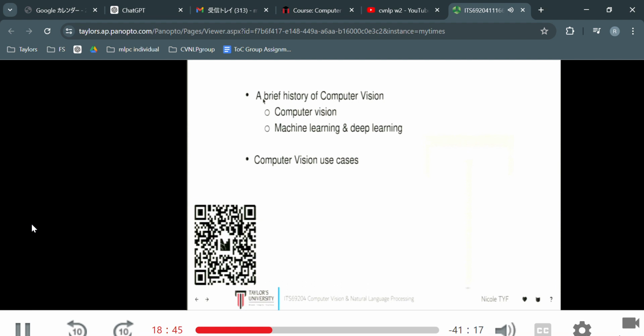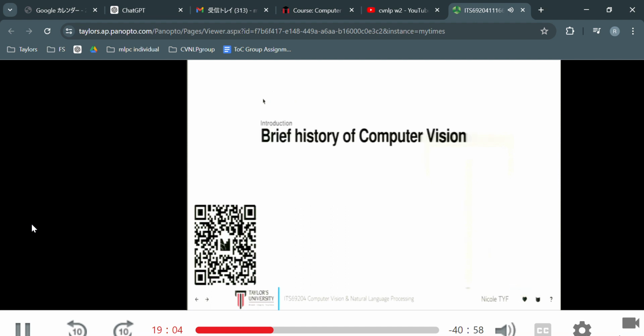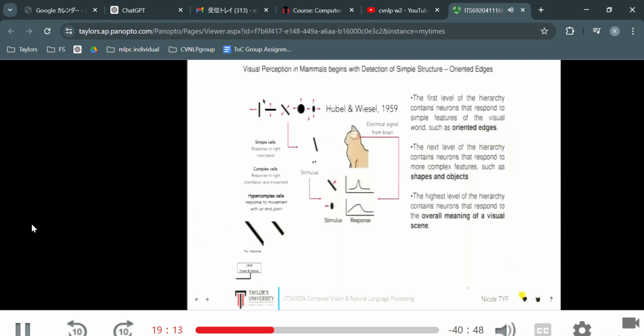So this piece of work won the Nobel Prize in 1981. So it is very significant in the field of vision, and the idea is also borrowed into the computer vision field. So then, another very significant research or advancement happens in 1963 by Larry Roberts. By far, this is probably the first PhD thesis that is known in the field of computer vision.